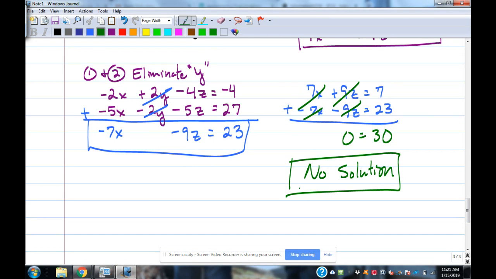If you did this same process and you ended up with 0 equals 0, what does that mean? Infinitely many solutions. So process is key here. Eliminate the same variable twice, or if you happen to have one equation that has a variable missing, go to eliminate the one that's missing in the other pair. And it can get you a shortcut out of that.